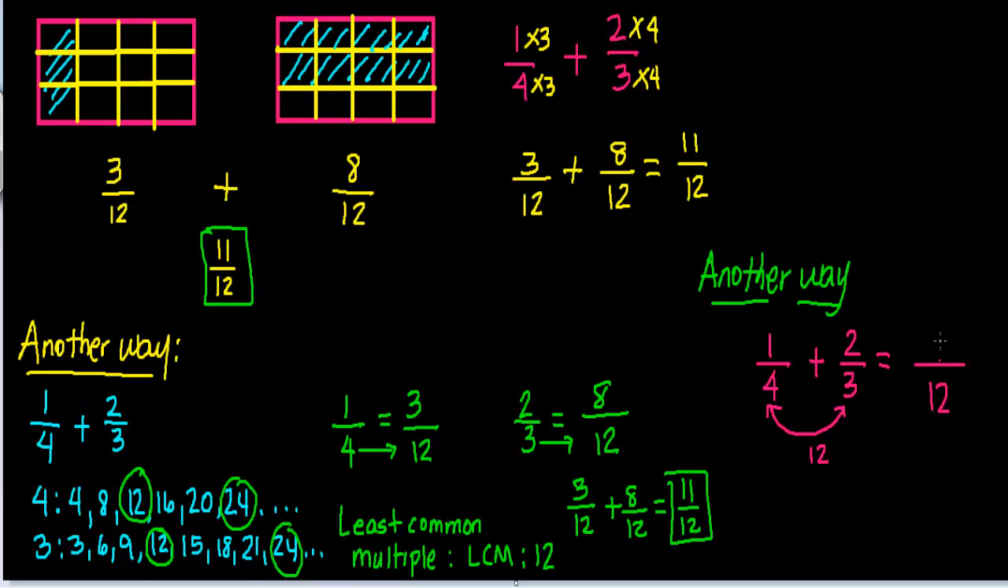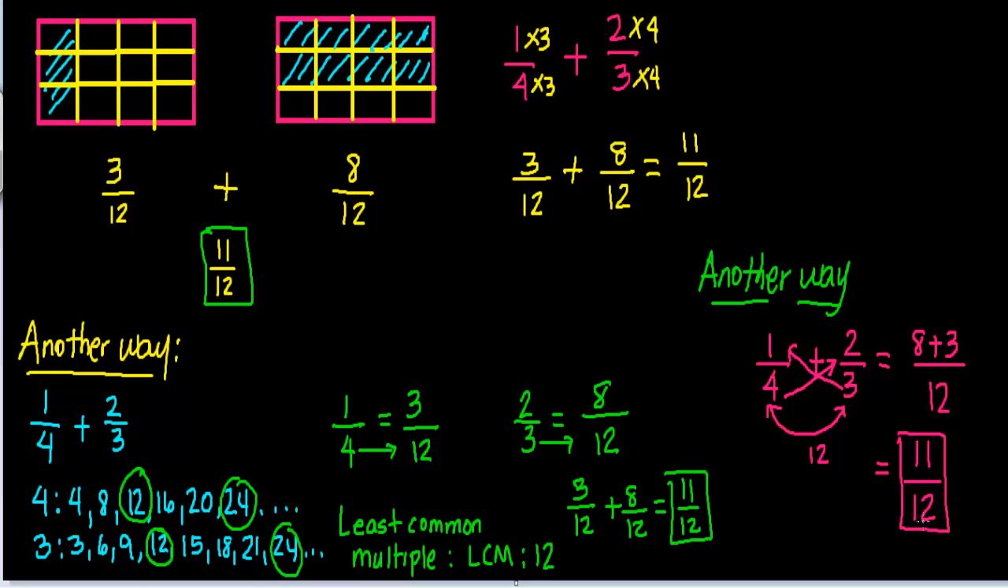And then to get the top part, you cross multiply. You do 4 times 2, that's 8, plus 3 times 1, that's 3. And then you end up with 8 plus 3 in the top, which is 11, and your 12 in the bottom. And there you have the answer.